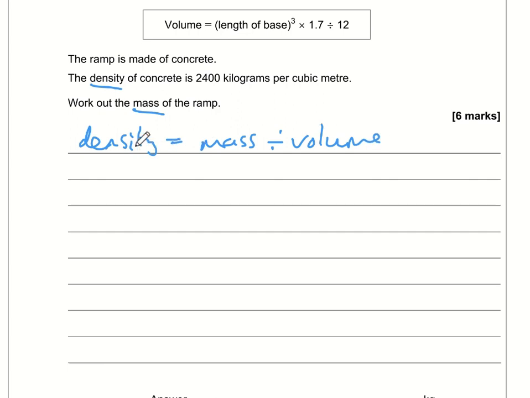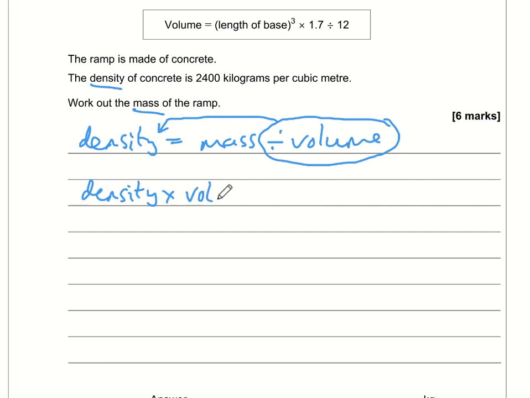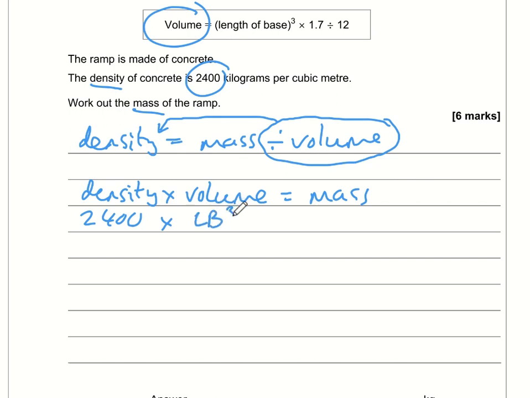But we don't want to work out the density because we know the density, we want to work out the mass. So we want mass on its own, so we need to get rid of divide by volume, and if I move it over to the other side, it will become multiplied by volume. So density multiplied by the volume equals the mass. We know the density is 2,400, and we've been given the formula for the volume, which is the length of the base cubed multiplied by 1.7 divided by 12. So the only thing we need to do is work out the length of the base.